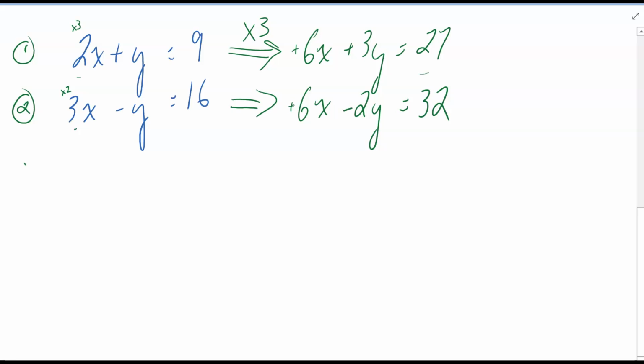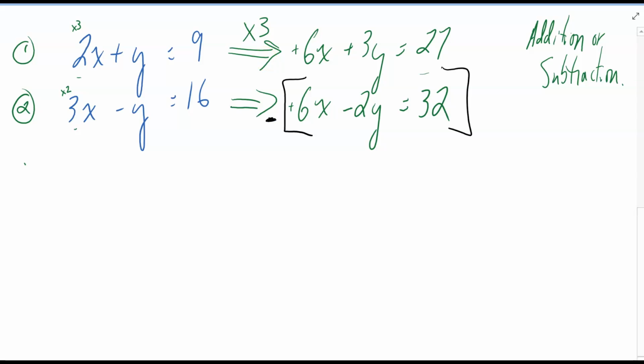How are we going to get a 0 from this? Will we be doing addition or subtraction? What will zero these out? Think about that. If I add them, 6x plus 6x, I will get 12x. That's not going to eliminate it. We want 0x. If I do 6x subtract 6x, then we will get 0. So subtraction is the choice in this case, when the signs are matching.